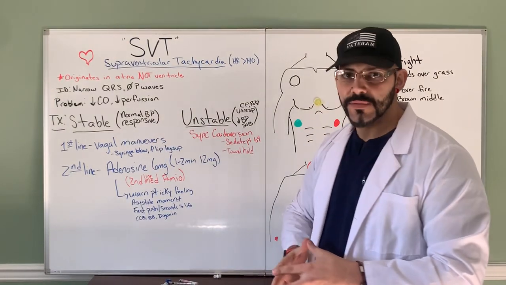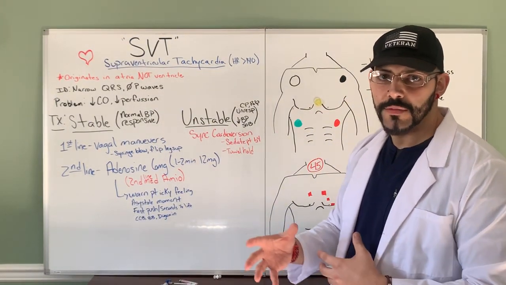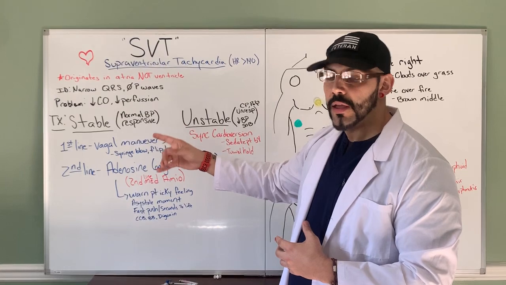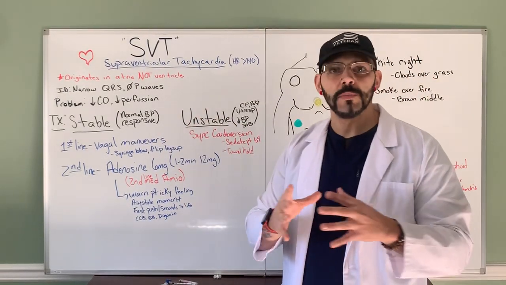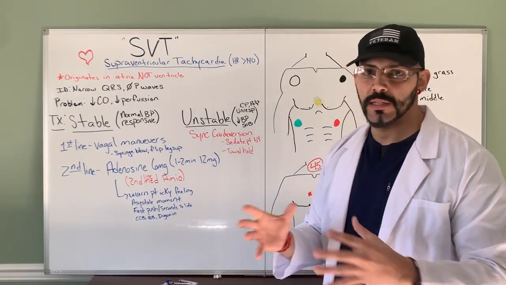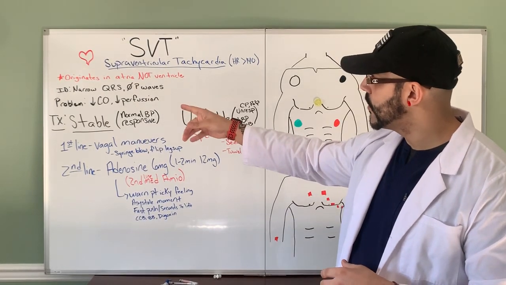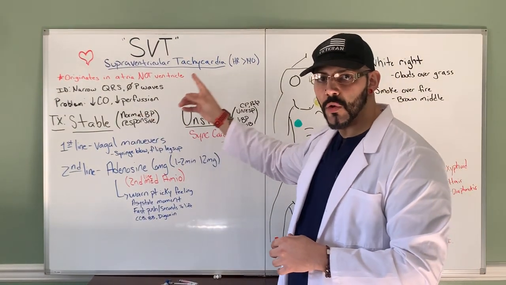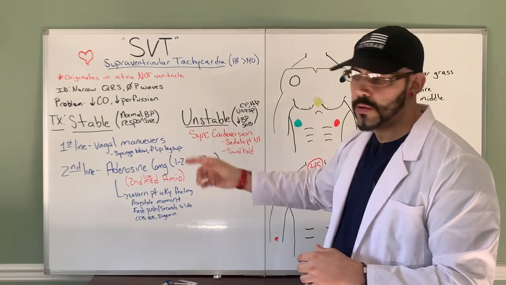How do we ID SVT on an EKG? Well, you're gonna have a narrow QRS, and what about the P waves? Normally the P waves are not gonna be present, okay? So you're not gonna see any P waves. So you're gonna have a narrow QRS, no P waves, and of course you're gonna have a heart rate of 140 or more, all right?